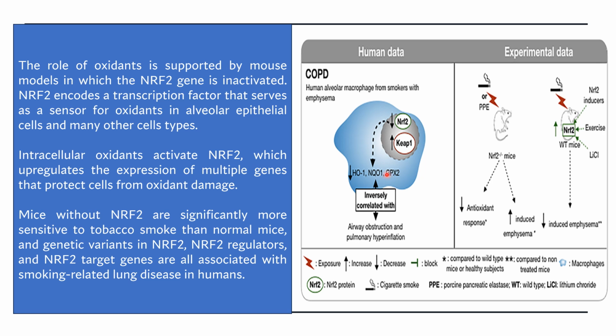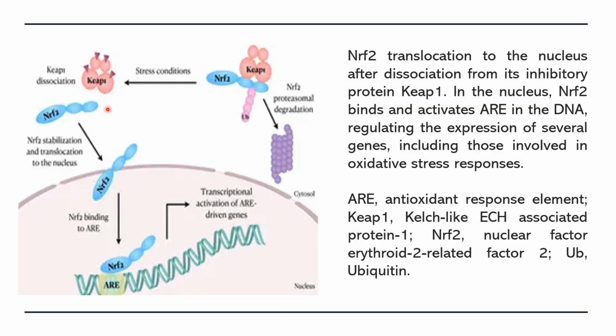Now this role of the NRF2 gene is proved experimentally in a mouse model too. Here you can see that mice without NRF2 are significantly more sensitive to tobacco smoke than the normal mice. And NRF2 regulators and NRF2 target genes are all associated with smoking related lung diseases in humans. So these genetic variants, that is all these NRF2 regulators and NRF2 target genes, are all associated with smoking related lung diseases in humans.